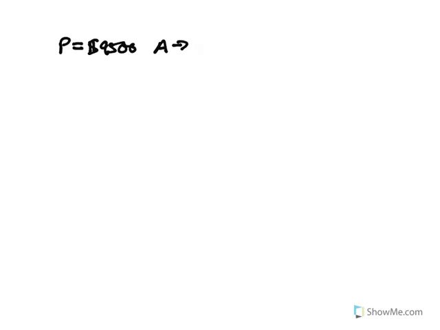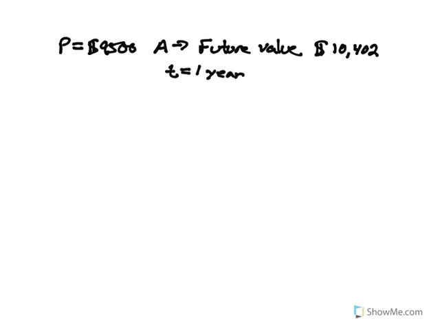Here we go. A is the future amount. The initial amount is $9,500. So the principal is the initial amount, and we're going to be given the future amount, or future value. Let me write that down. Future value. Let's say that's $10,402, and the time, let's say 1 year. So 3 quantities have to be given.